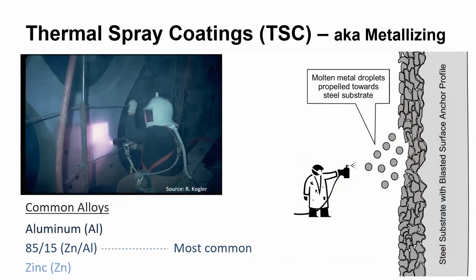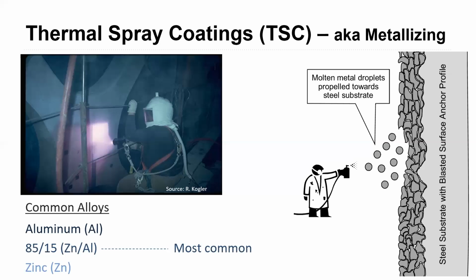Think of metallizing as a combination of a wire-fed welder and a spray painter. Imagine a gun with two wire feeds coming into it, and an electric current passes between them that melts the steel, if you will, or the actual alloy, and then compressed air blows it onto the surface of the steel.